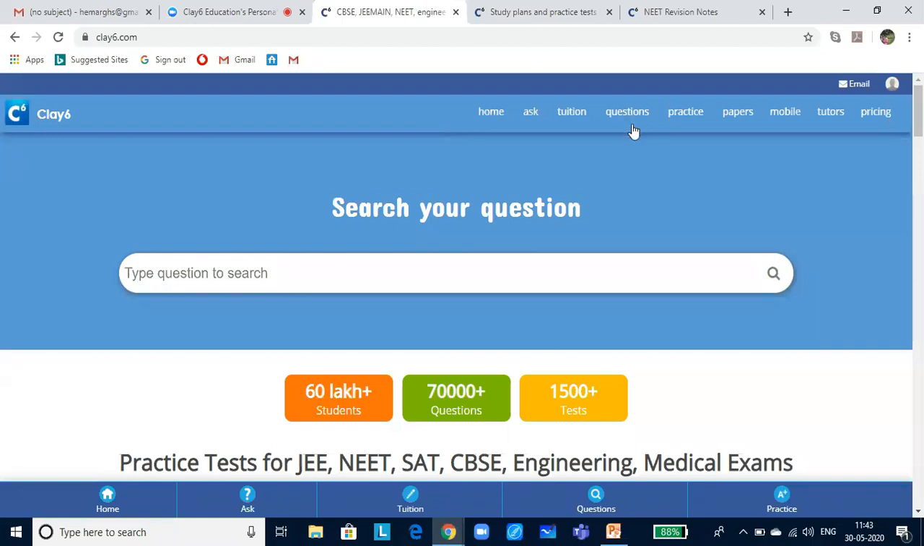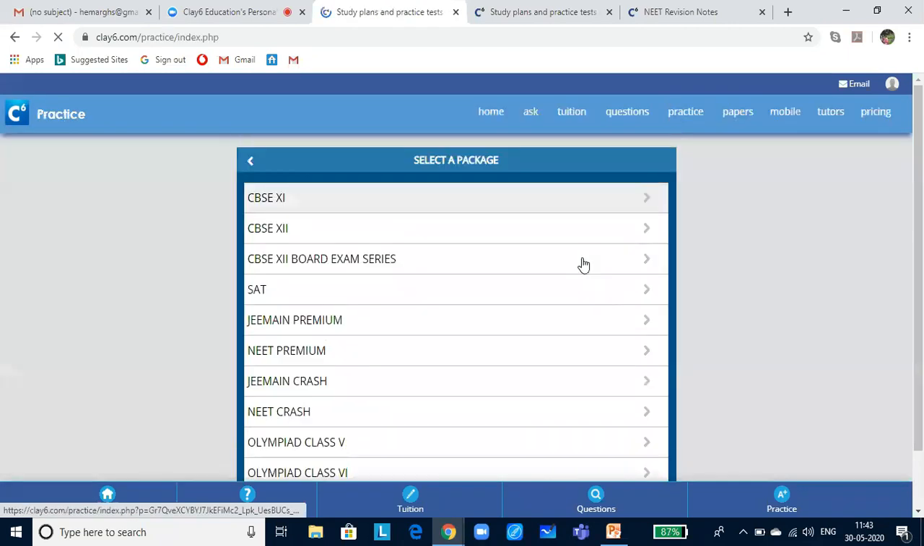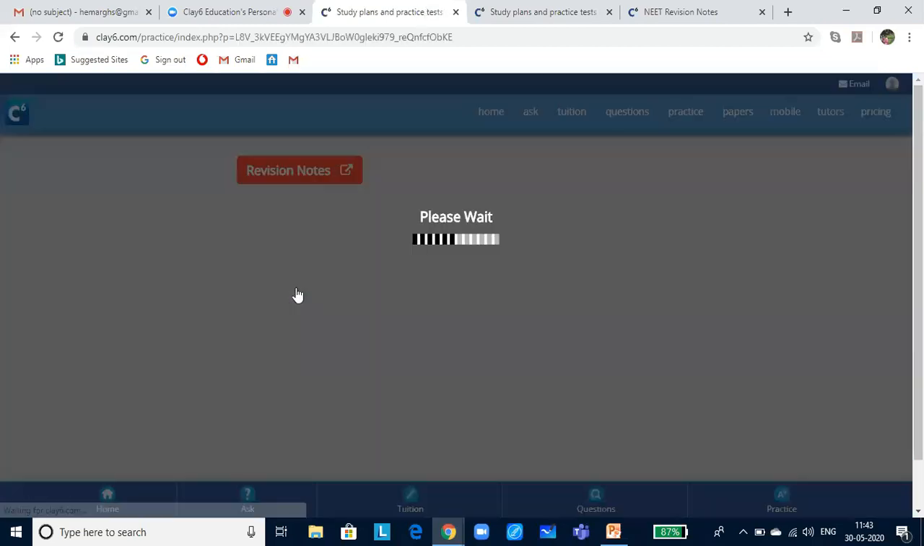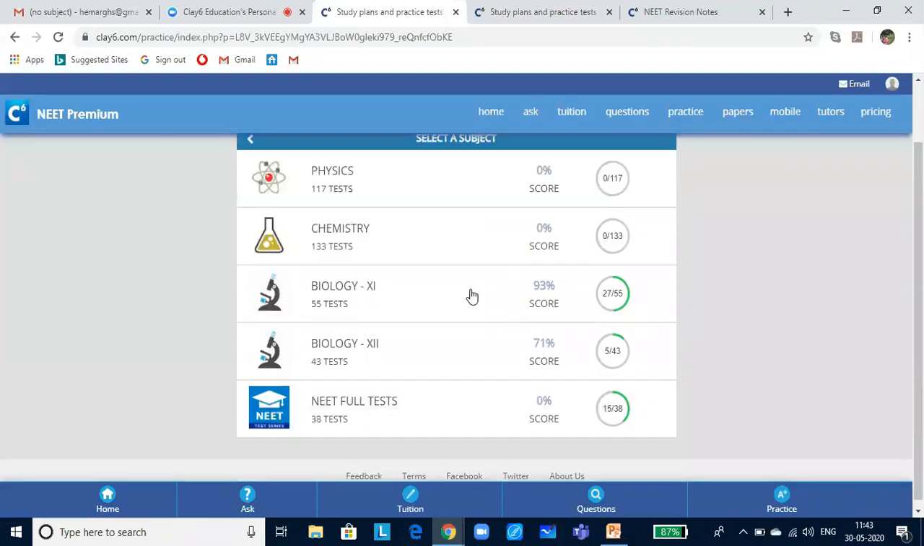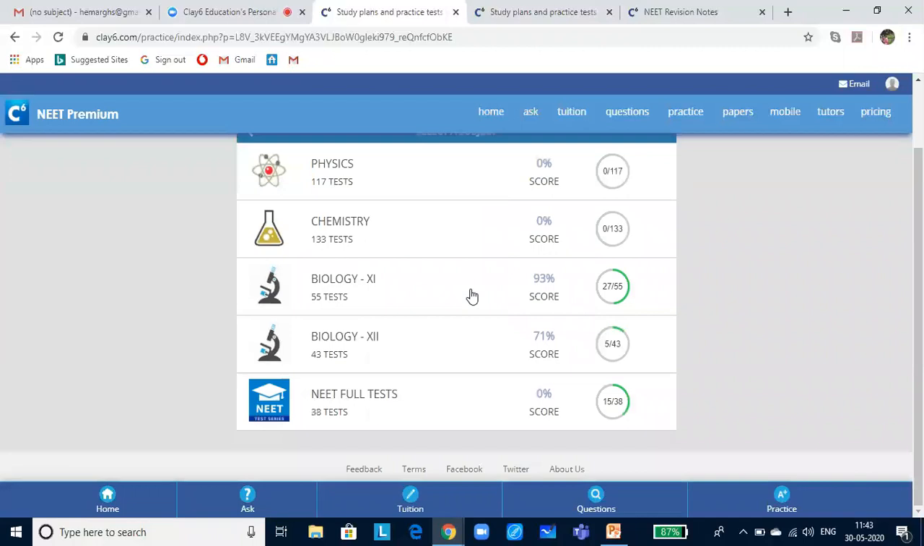Open clay6.com, click on practice. So you will see a lot of packages. Select a package of your choice. Since we are doing NEET Premium, let me click on that. Here you will find subject-wise tests in physics, chemistry, and biology along with the NEET full test.